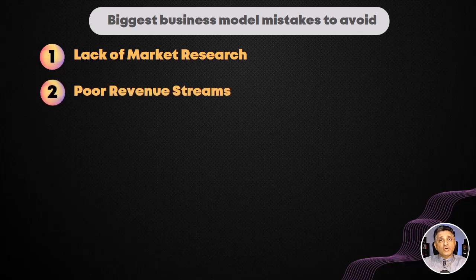Mistake number 2, poor revenue streams. Another mistake is not having multiple revenue streams. A single revenue stream may not be sustainable in the long run, and diversifying your revenue streams can help you weather economic downturns or changes in the market.